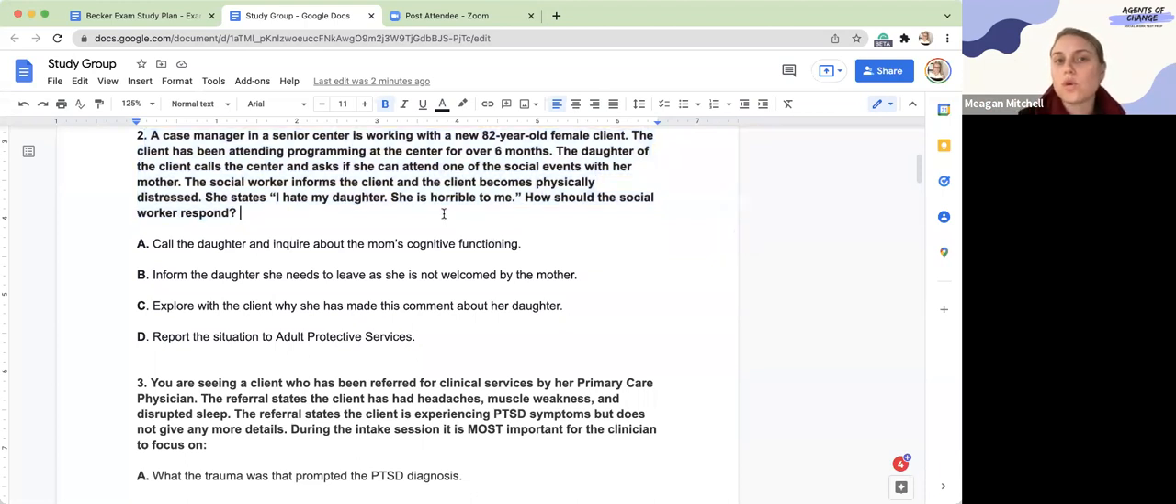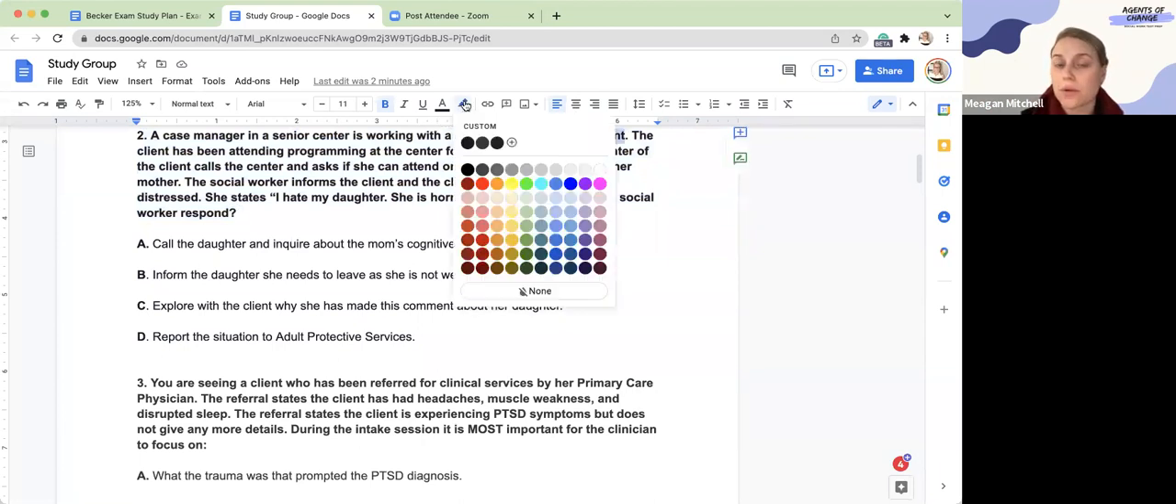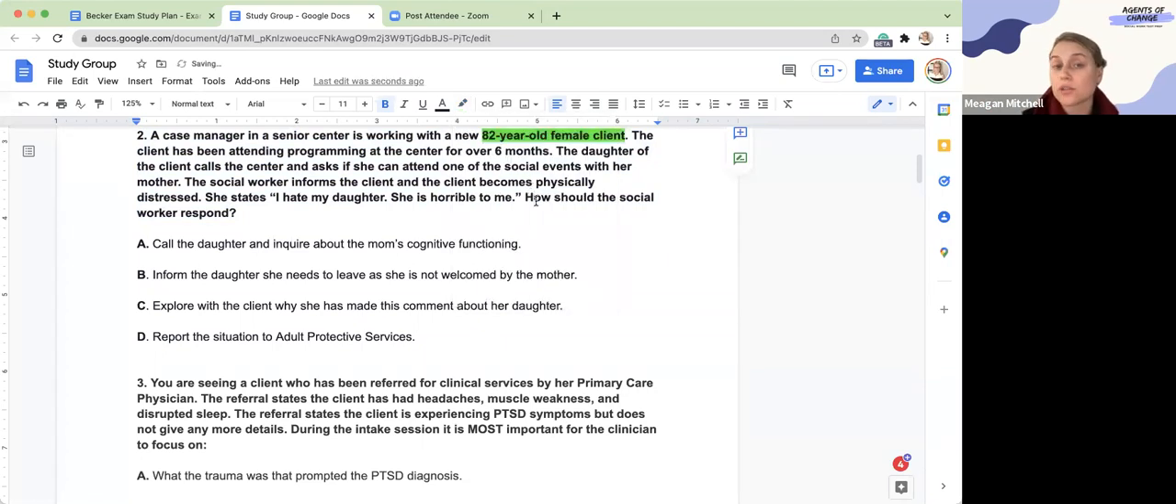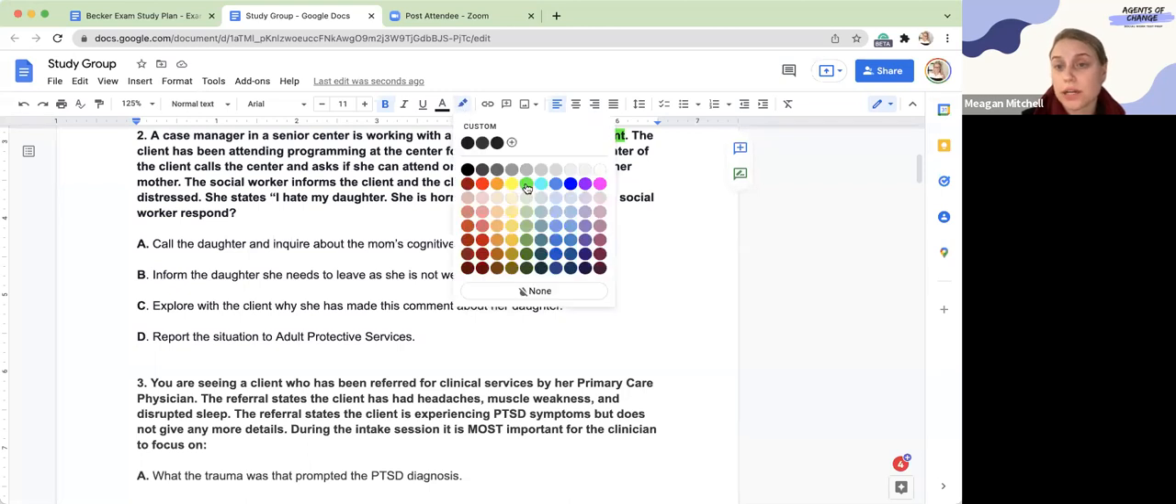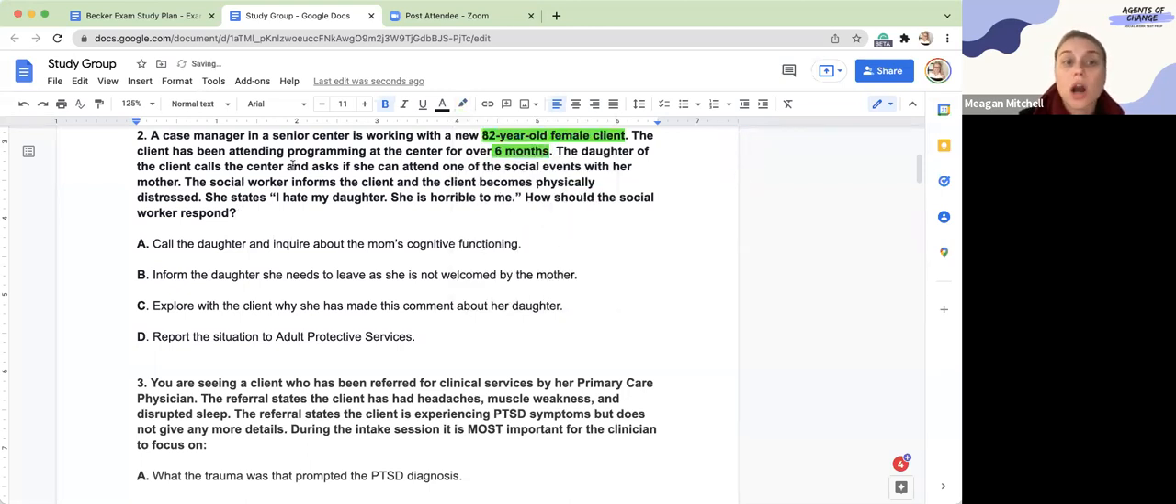Okay. Who is our client here? Who is our client? 82-year-old female, so an elderly client. Remember, age matters. They always give you age for a reason. You have known this person for about 6 months. That's duration. Her daughter calls and says she wants to attend an event. So the daughter is calling and saying, "I want to attend the event." The social worker tells the client, and she becomes physically distressed. So this is causing a response in the client. She says, "I hate my daughter. She's horrible," causing some sort of reaction.